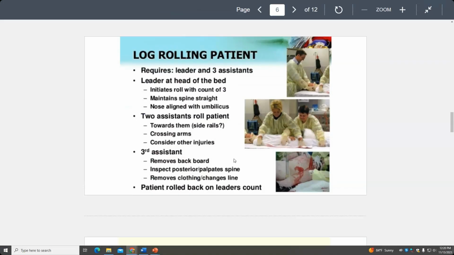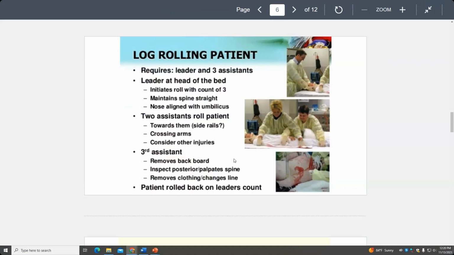So the log roll person is at the head of the bed. That's the person that is maintaining cervical connection. And then you have the two people rolling in unison. Because if there are two people, one on the butt and one on the chest, you can turn at different rates. And that's going to twist the spine.